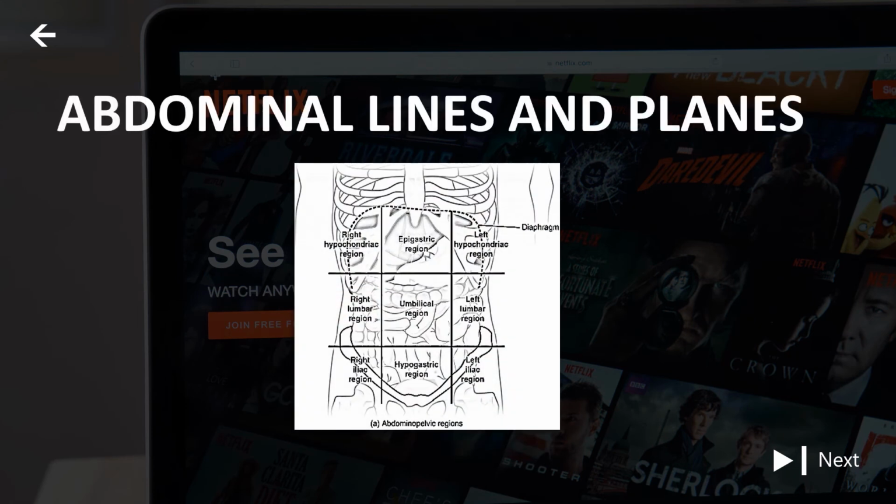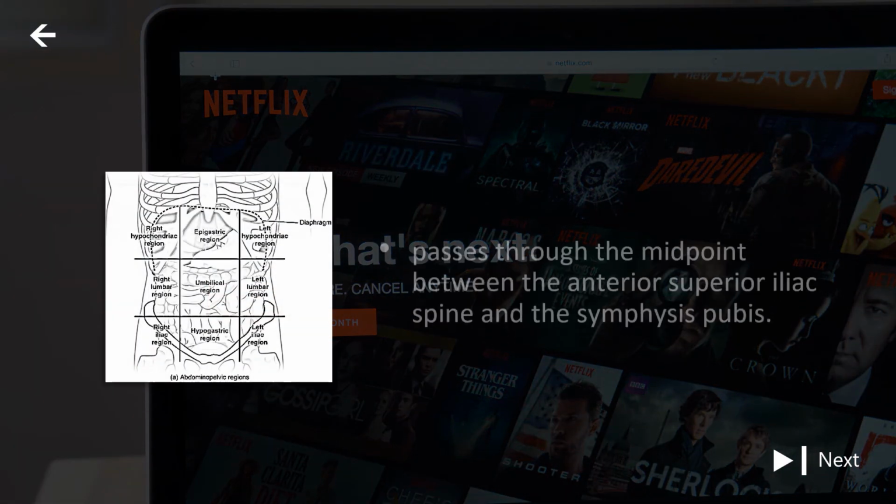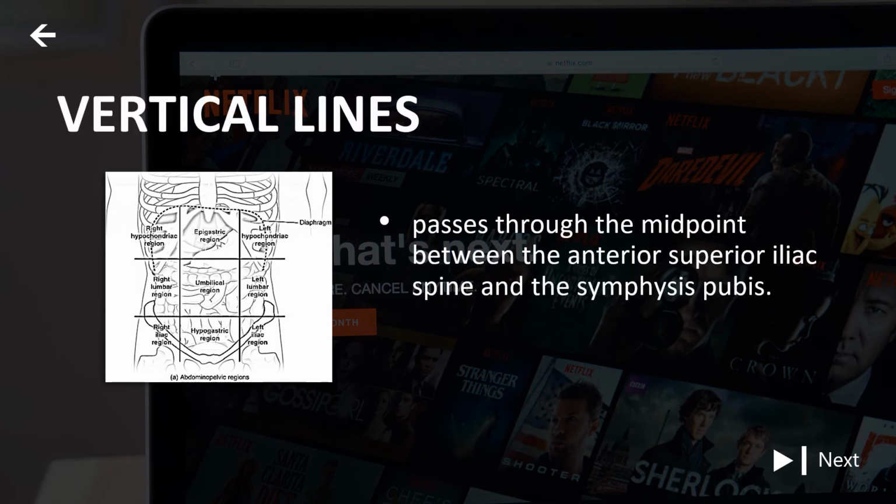Abdominal lines and planes. Vertical lines and horizontal planes are commonly used to facilitate the description of the location of diseased structures or the performing of abdominal procedures. Vertical lines. Each vertical line, right and left, passes through the midpoint between the anterior superior iliac spine and the symphysis pubis.